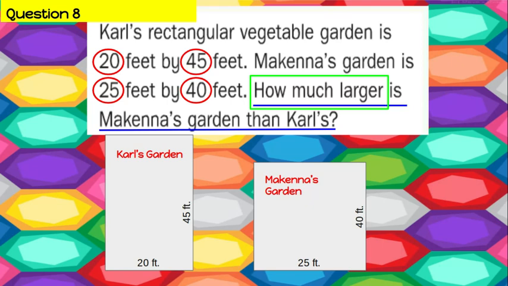So pause your video now. Find the area of Carl's garden on your paper. Find the area of McKenna's garden. Then find out how much larger is McKenna's garden than Carl's. Then find question number 8 on your Google form and fill in your answer choice there. Once you have answered question number 8, you are done with today's Math Evaluate review.